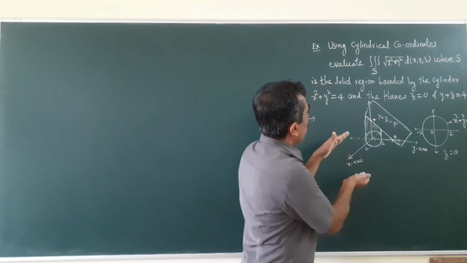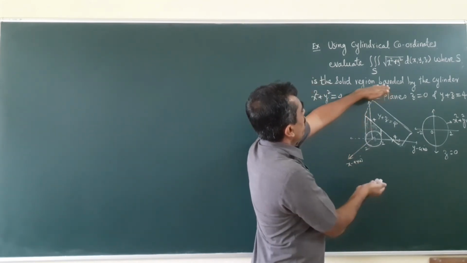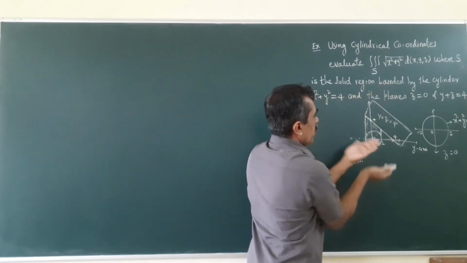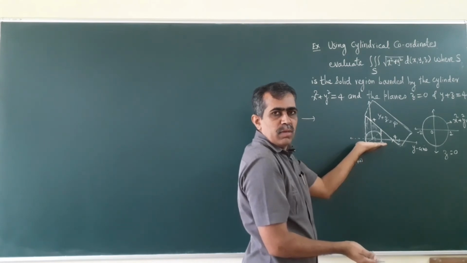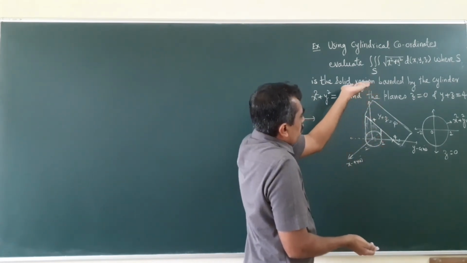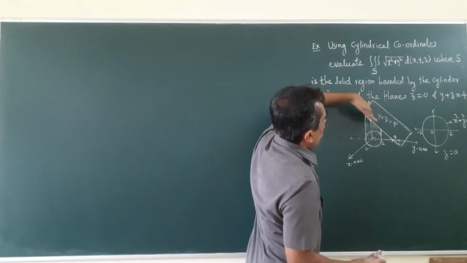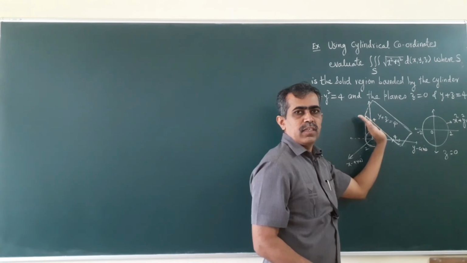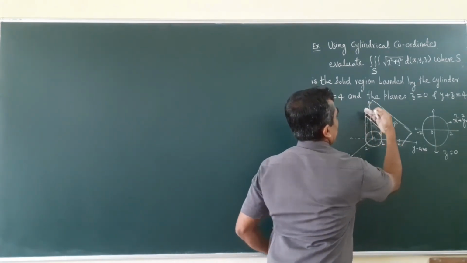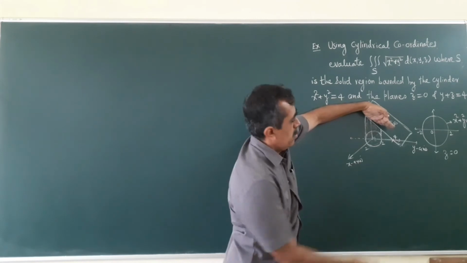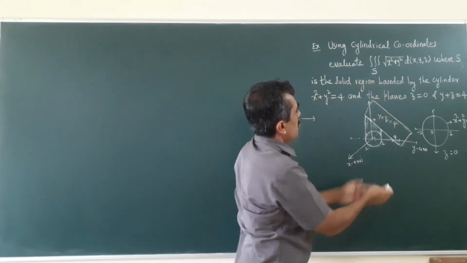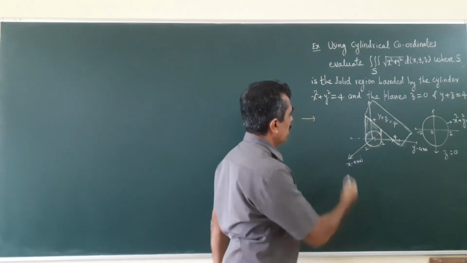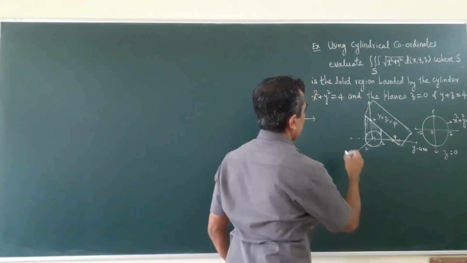Now, our solid S is bounded by this cylinder with its base in the xy plane, that is z equal to 0, and it is bounded above by y plus z is equal to 4. So it is bounded above by this plane and below by this. The shaded region is this solid. Now, we will see what the limits are here.